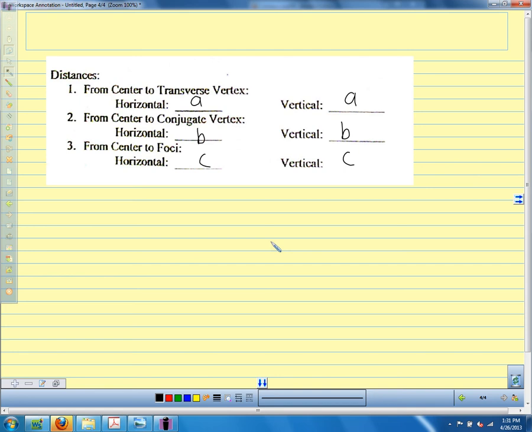All right, so questions so far about ellipses, or sorry, about hyperbolas? So the transverse vertex is the one on the actual hyperbola and the conjugate is...? Yes, the transverse vertex is the one that's actually on the hyperbola. The conjugate vertex is what we're going to use to draw the little box so we can figure out our asymptotes. All right, so let's do a couple of examples with these hyperbolas.